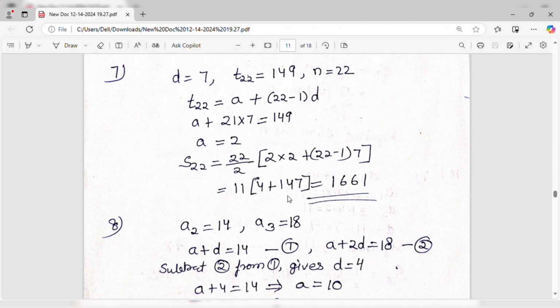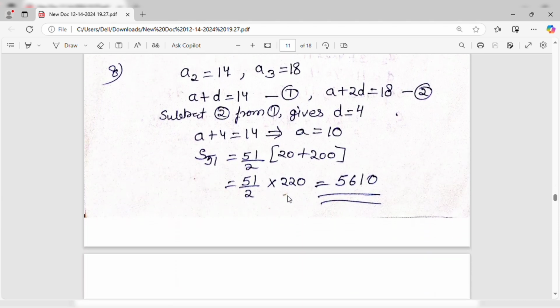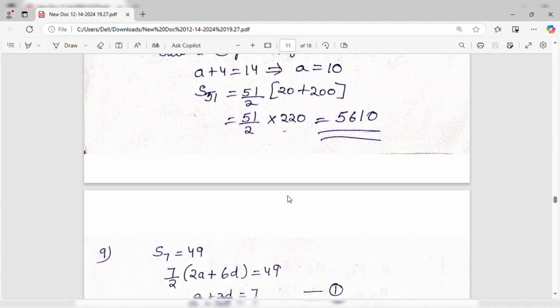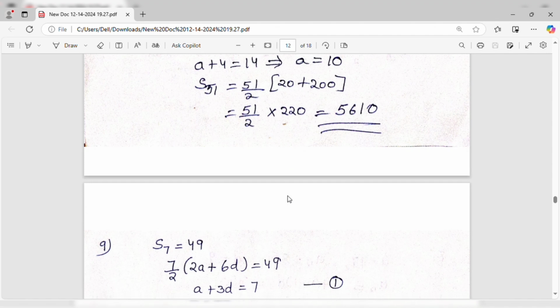Next, question number 8. Find the sum of the first 51 terms of an AP whose second and third terms are 14 and 18 respectively. Here two terms of the AP are provided, so we will form two variable equations by using the formula for an. For the second term the equation is a plus d equals 14, and for the third term it is a plus 2d equals 18. We will use the method of elimination, in which we subtract both equations, and we will get a as 10 and d as 4. By using both these values we can find S51, which is 5610.